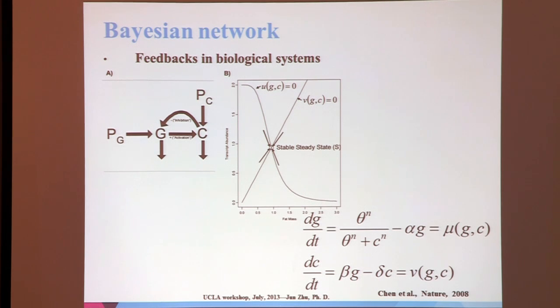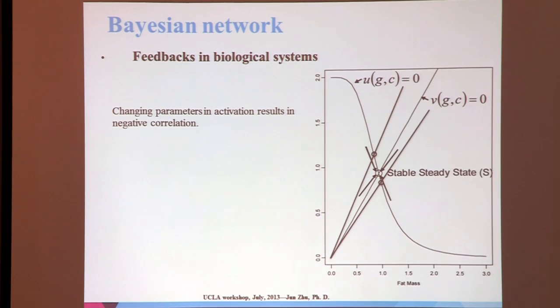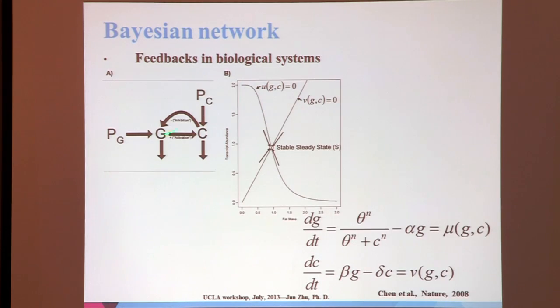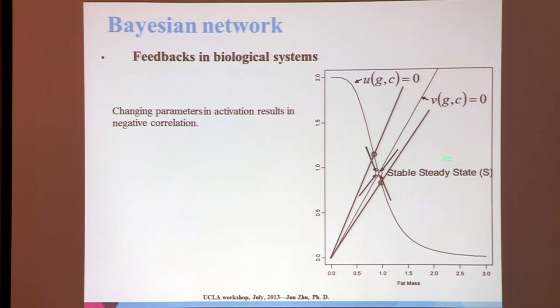But what's interesting is that you can have a perturbation on either G or C, and then you may get a different form. If you change the parameters on the activation, this line shifts, so you get a different stable state along the feedback control curve. Then you actually end up with a negative correlation between these two parameters. Interestingly, you have activation, but you get negative correlation.